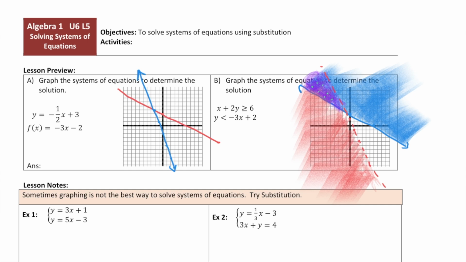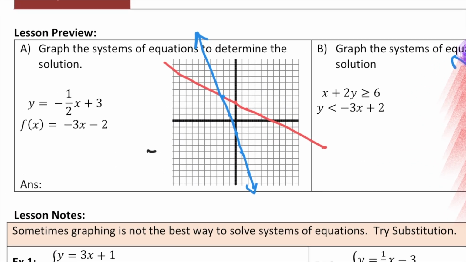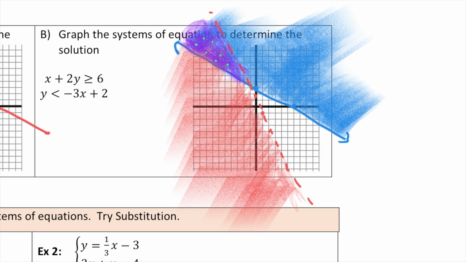For today's lesson, we're going to use substitution to solve systems of equations. From the lesson preview, you should be reminded that a solution to a system of equations is where your two lines intersect. You can pick out that answer, (-2, 4), and check to make certain that your solution is true. For a system of inequalities, you want to shade and find the region that is shared by your two lines.